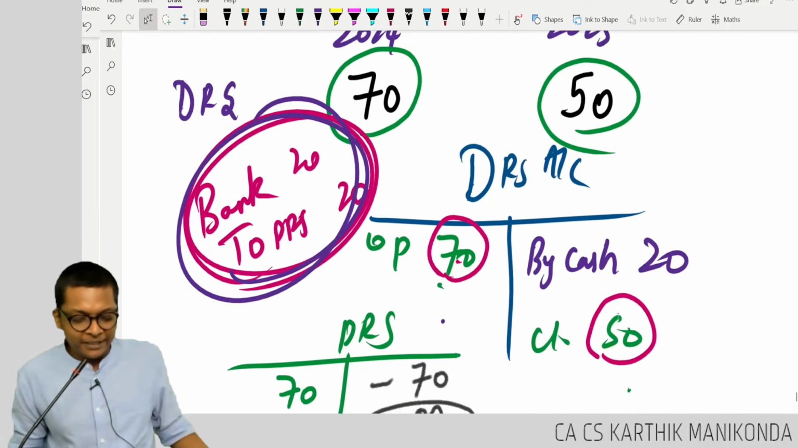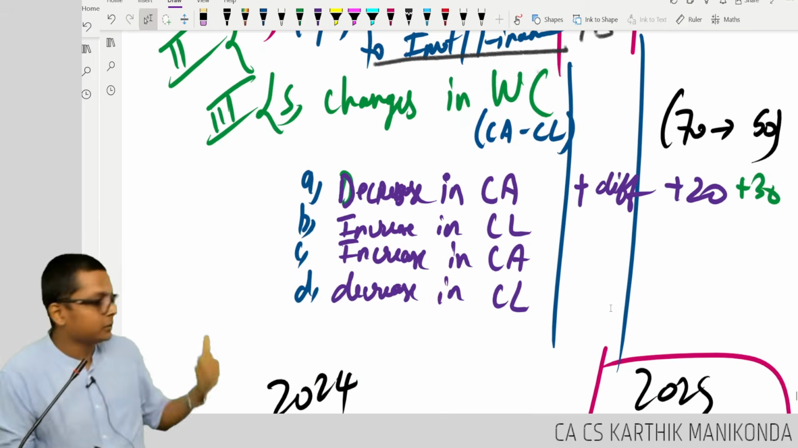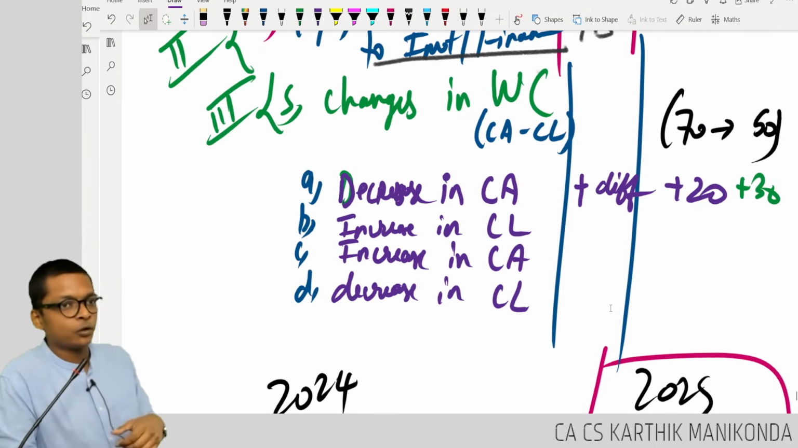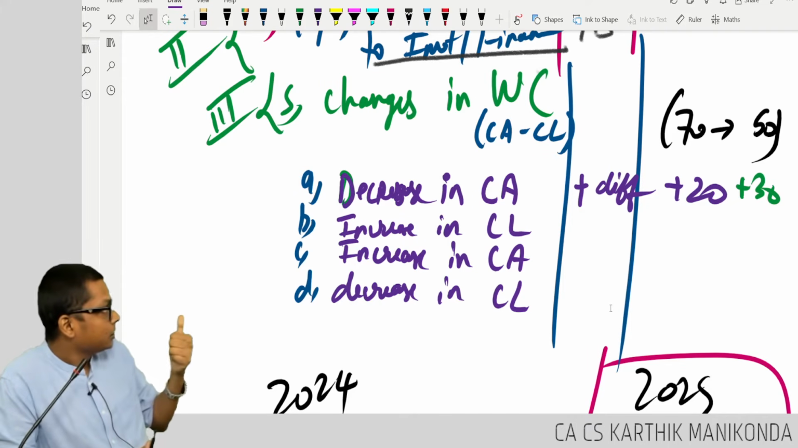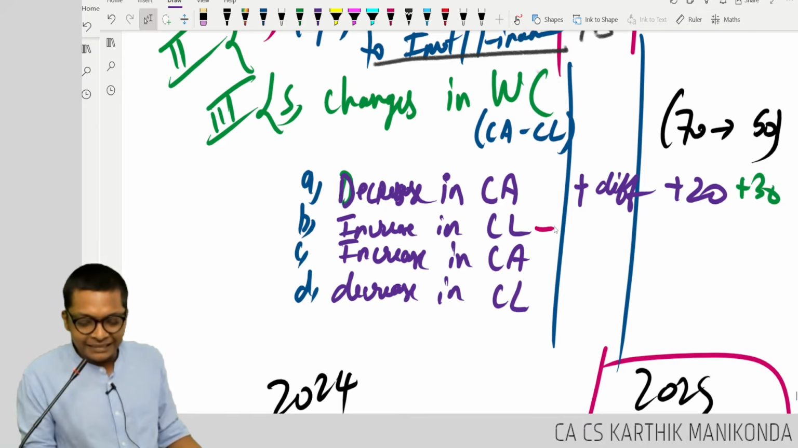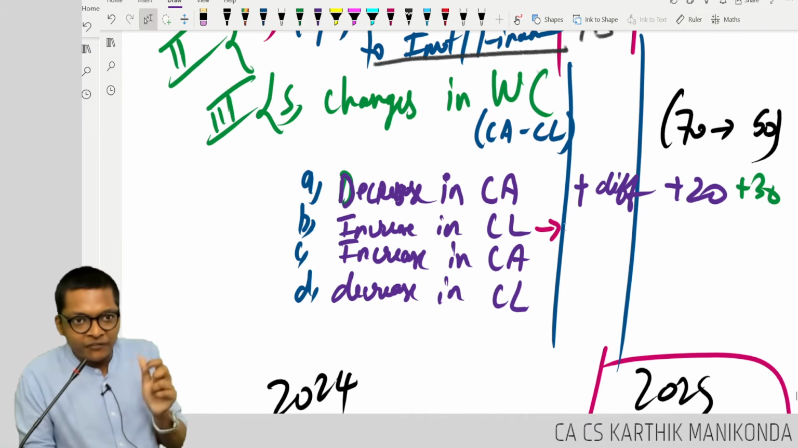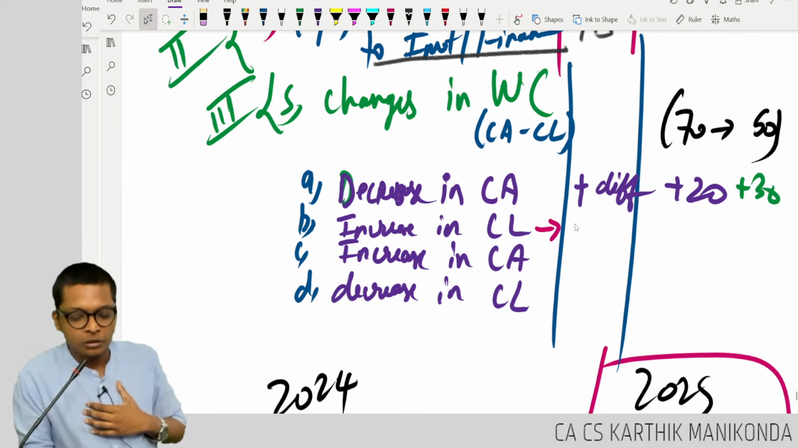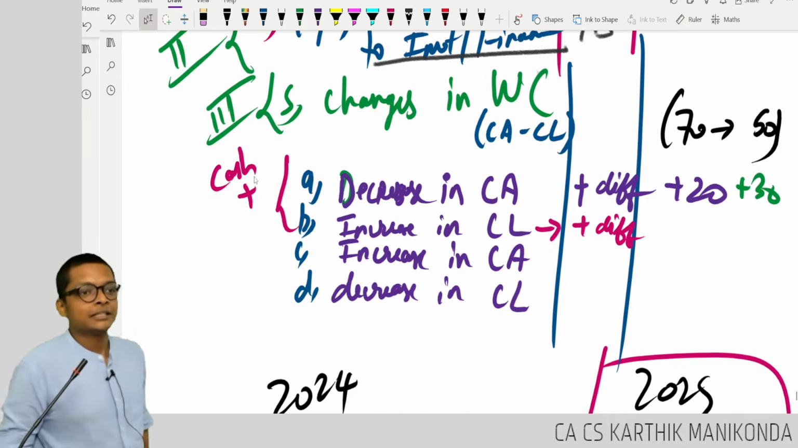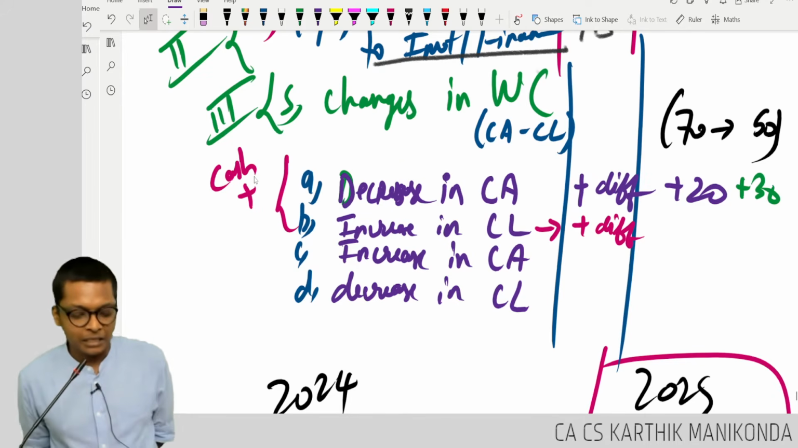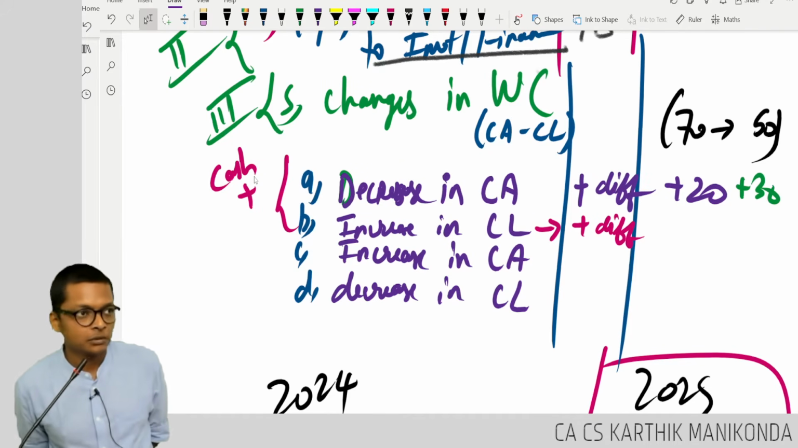So come here. This example will come in which point? What I just told you, trade payables. Where will trade payables come? Increase in current liabilities. Therefore, the difference of 20, what you should do? Add the difference. The first two is basically add cash. That's why I wrote them. Are you following, guys? Understanding?